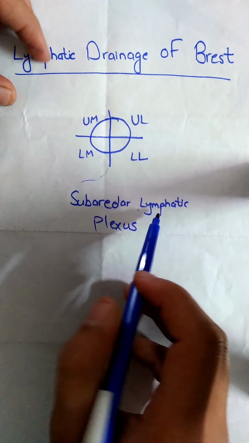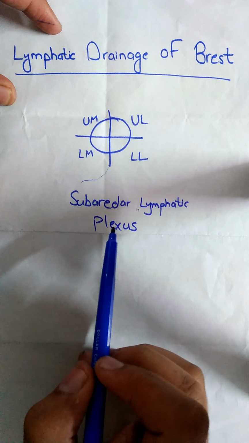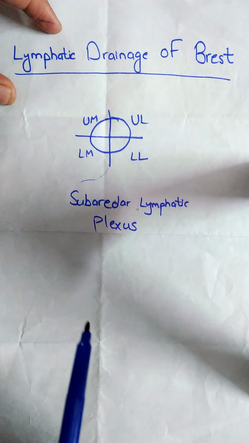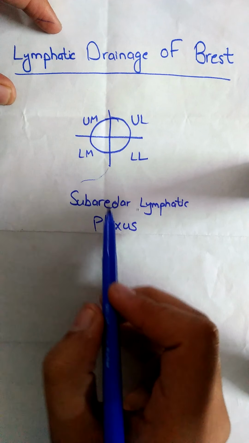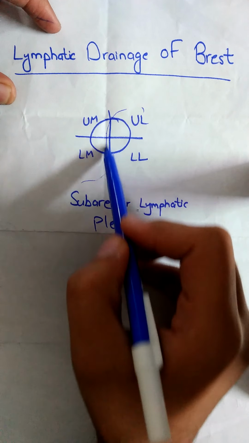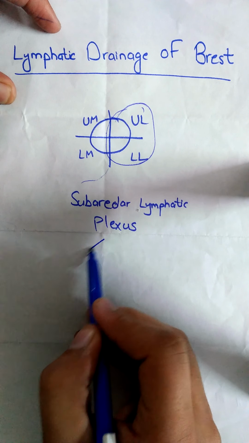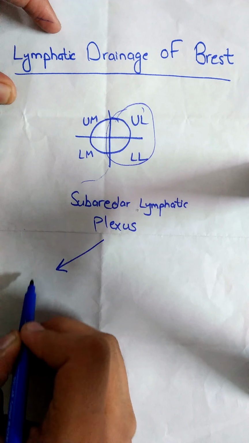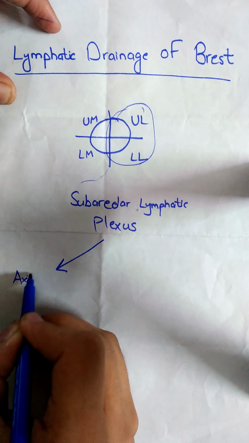Now we will see the course of the lymph from the subareolar lymphatic plexus to the right venous angle in the form of a flow chart. So from here, the lymph from the lateral quadrant of the breast will drain into the axillary lymph nodes mainly.